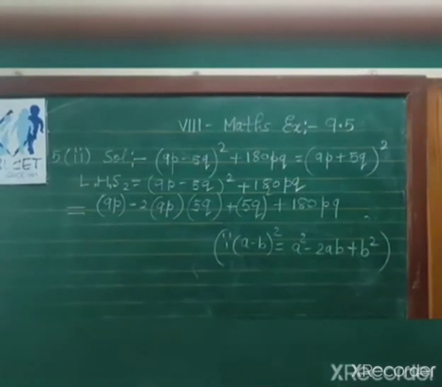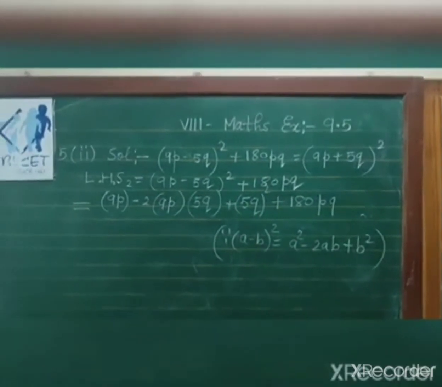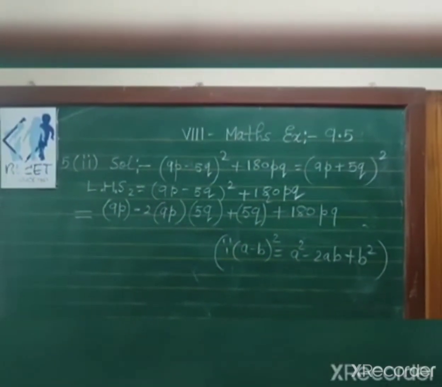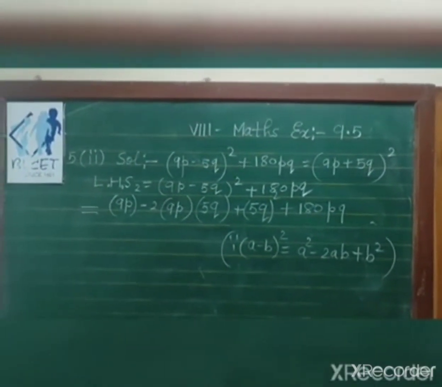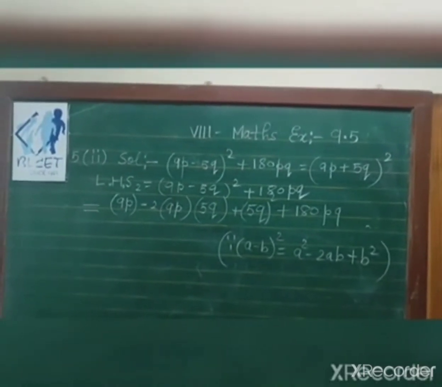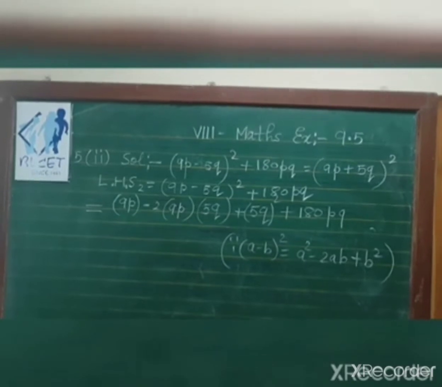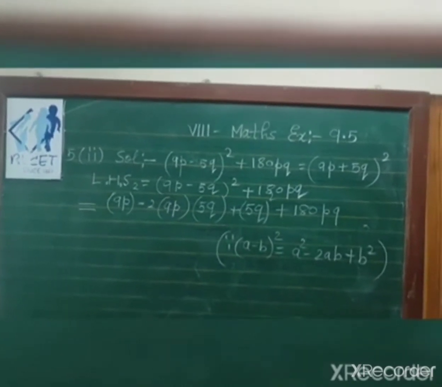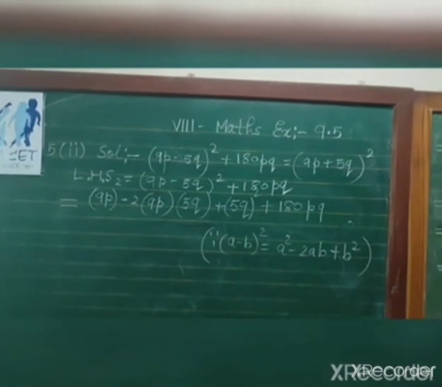8th standard students, now you can see the fifth question, second part of fifth question. 9p minus 5q whole square plus 180pq is equal to 9p plus 5q whole square. Show that - the question is, that means LHS is equal to RHS we have to show.